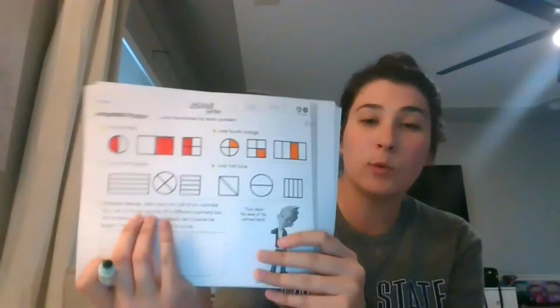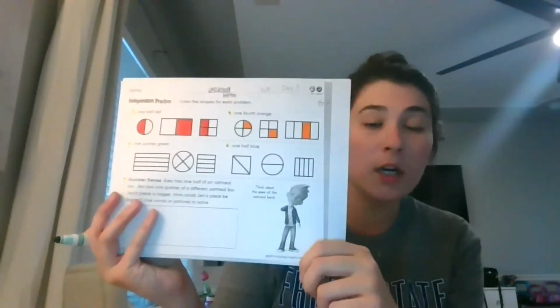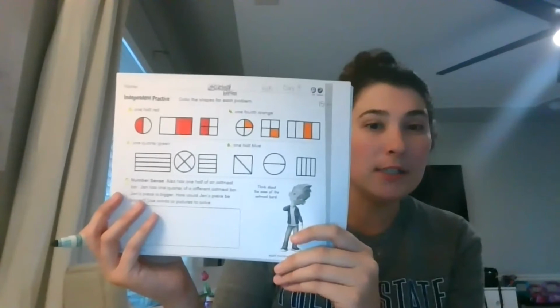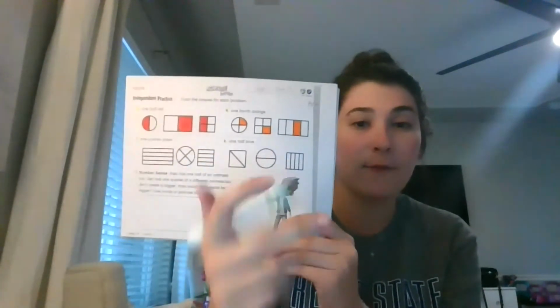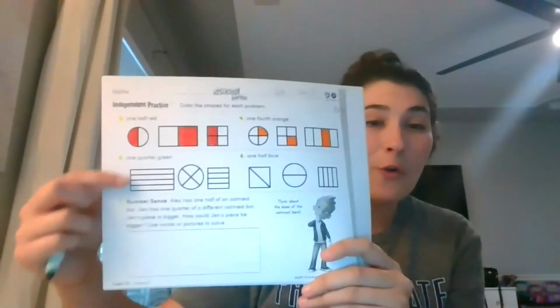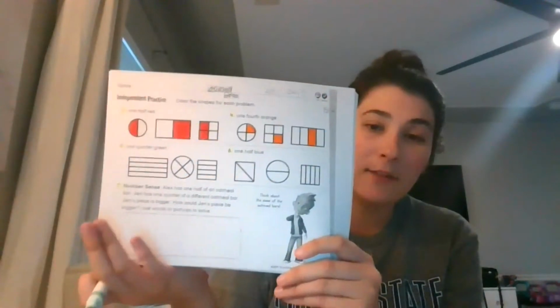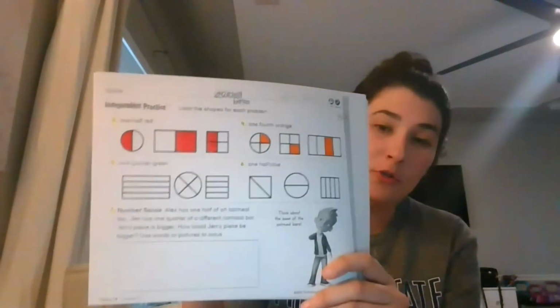Now don't let this word trick you. Remember, fourths and quarter are really similar words. So 1/4 or a fourth means the object is cut into 4 pieces. Same thing with a quarter. It's cut into 4 pieces. So it's just another way of saying 4 pieces. So it wants us to color 1/4 green.